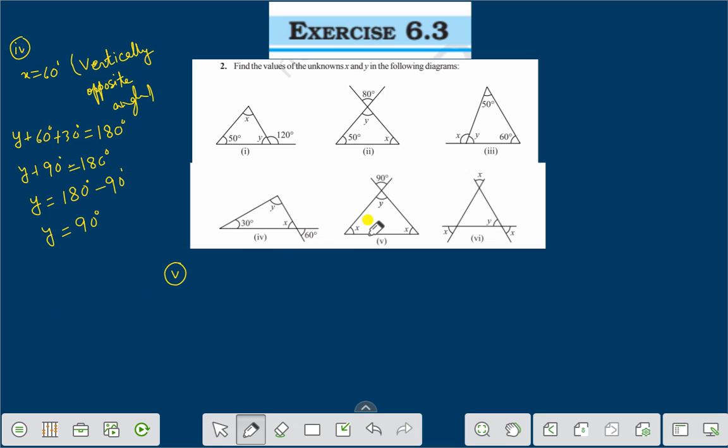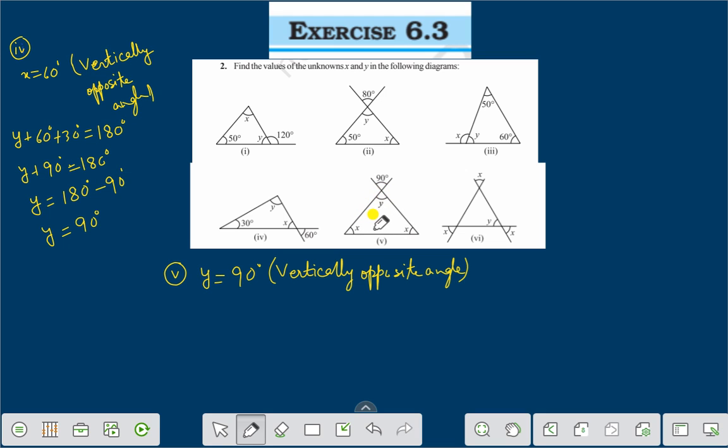Now question number 5. Here you see that y is equal to 90 degrees because this is a vertically opposite angle. Y is 90 degrees.